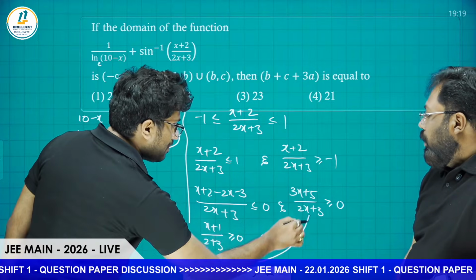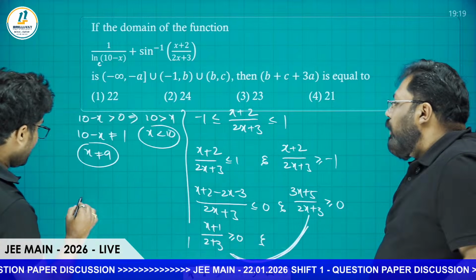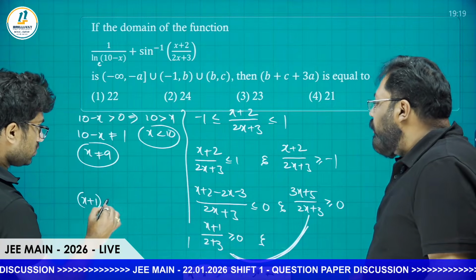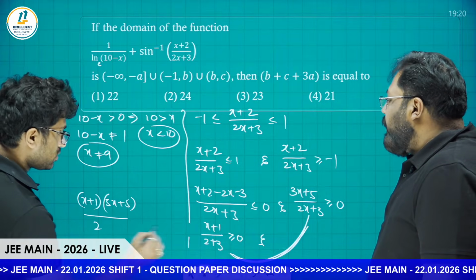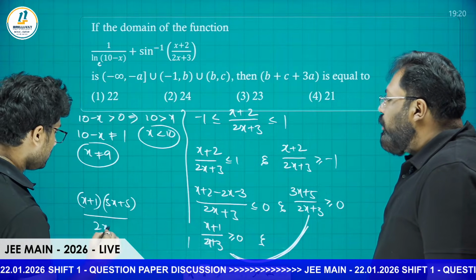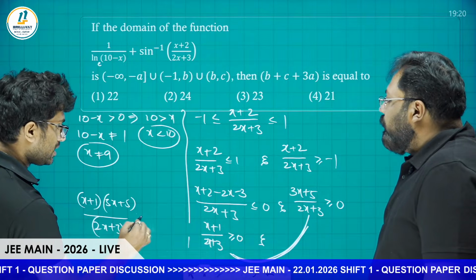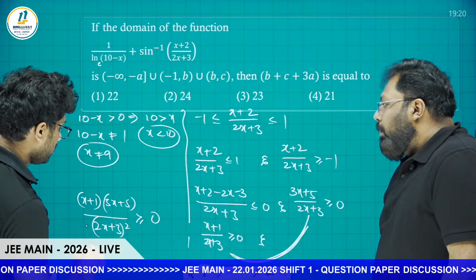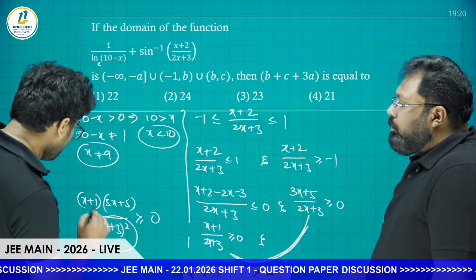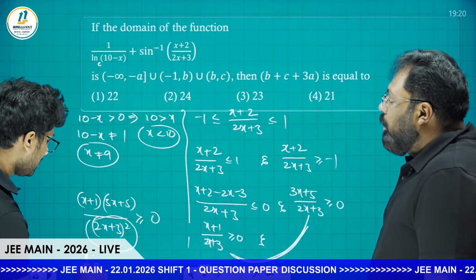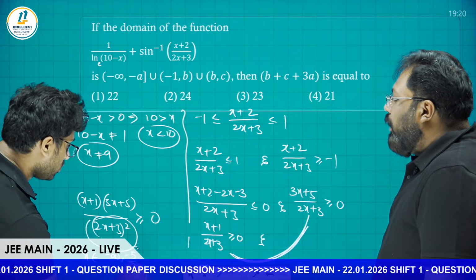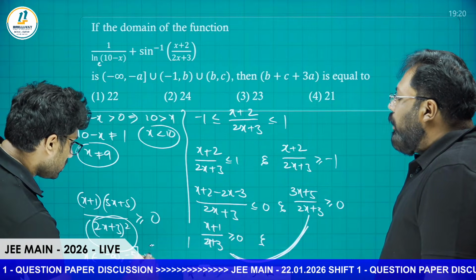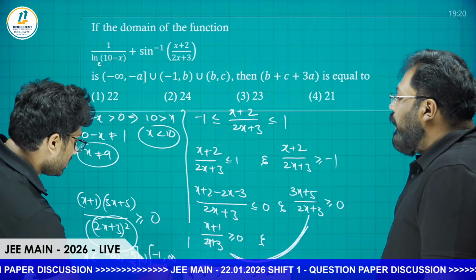Now if I multiply these two, we get (x plus 1)(3x plus 5) divided by (2x plus 3) the whole square, greater than or equal to 0. Anyhow, the denominator is always positive, so no need to worry about it. So now x belongs to minus infinity to minus 5 by 3 closed, union minus 1 closed to infinity.